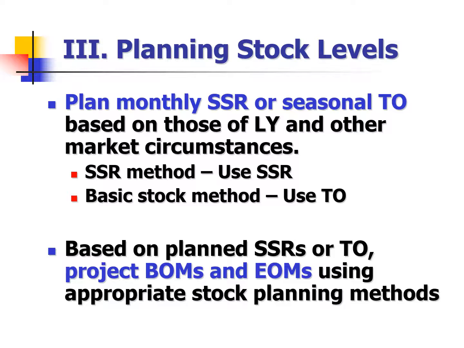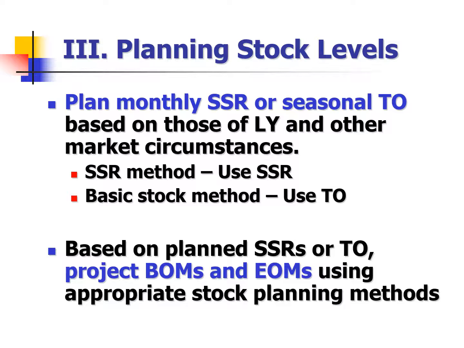The SSR method, obviously we already know, is more for fashionable merchandise, whereas the basic stock method is more for basic merchandise, when the turnover is very low and slow, right? So depending on the characteristic of your merchandise, you may choose either the SSR method or the basic stock method. Whichever method you use, the first thing we plan is the efficiency measure. The SSR method uses the SSR, or stock to sales ratio, as the efficiency measure, whereas the basic stock method relies on turnover as the stock efficiency measure.